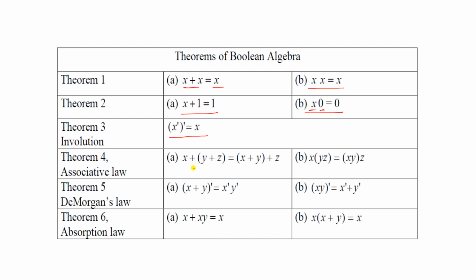This is the associative law, x plus y plus z equal to x plus y plus z. Similarly, you can define it for this dot operator. De Morgan's law, x plus y whole dash, this equal to x dash dot y dash. Similarly, x y whole dash, you can write it x dash plus y dash. Look at this here, this plus is changed into multiplication, and similarly here it's a multiplication, you can convert it into plus. So these are De Morgan's laws. You can make a truth table to prove left hand side equal to right hand side.